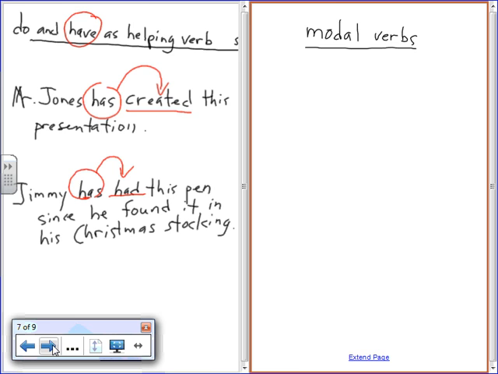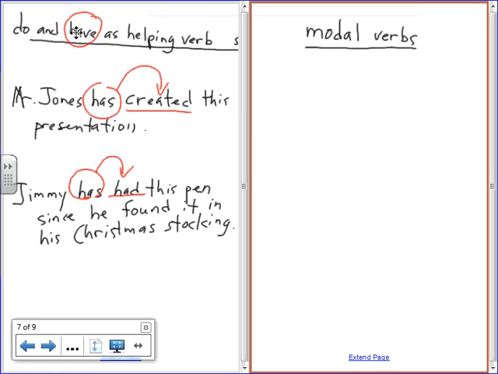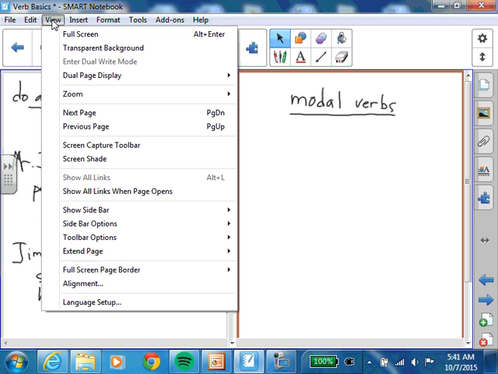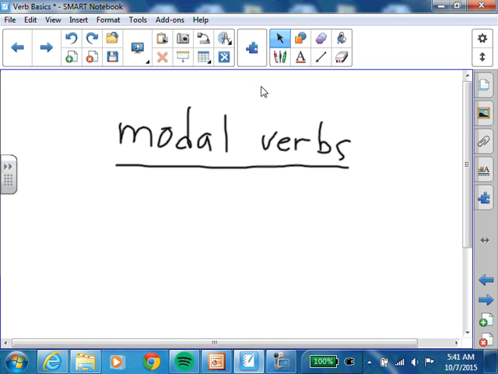I'm going to click out of this full screen mode, and we'll just, oh no, that's not what I meant to do. I meant to do the dual page, turn off the dual page display. You see how much I'm learning trying to put these presentations together.